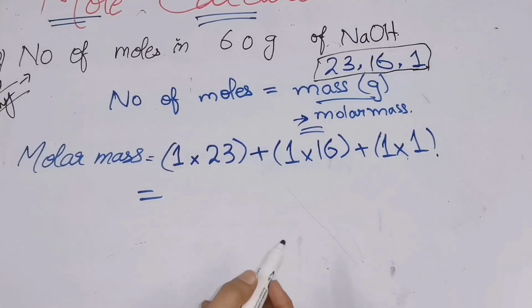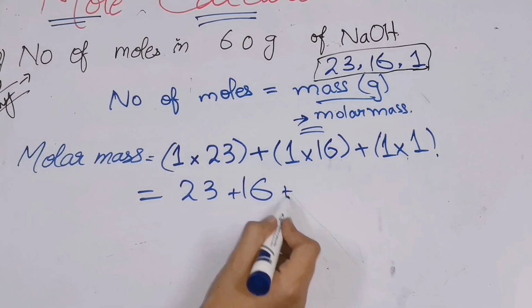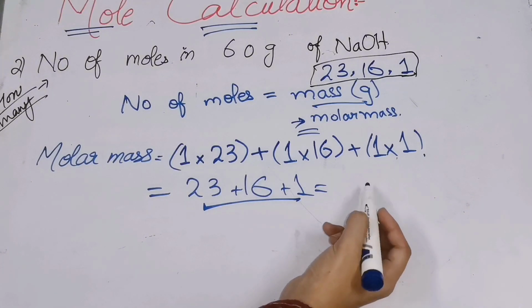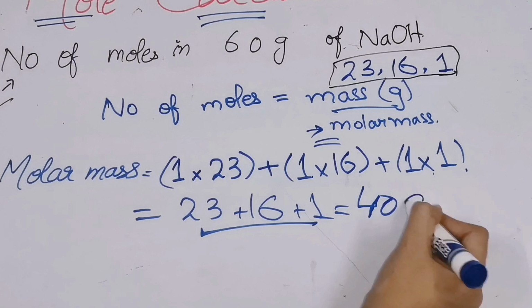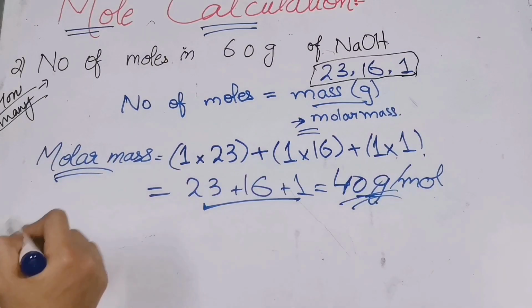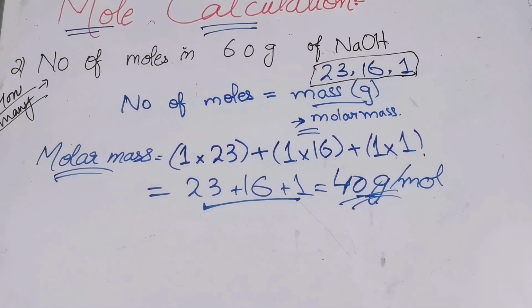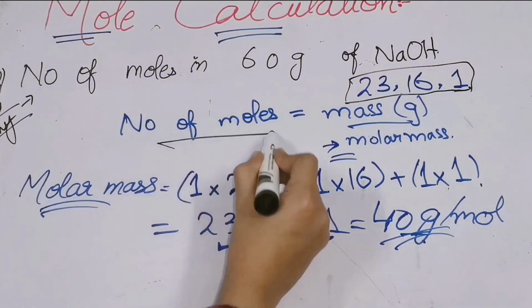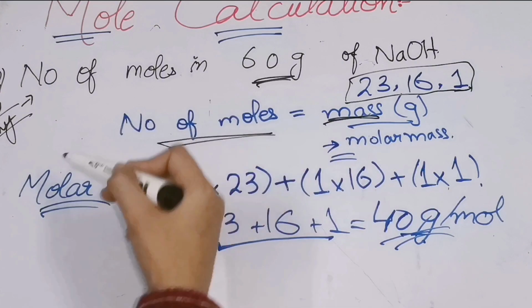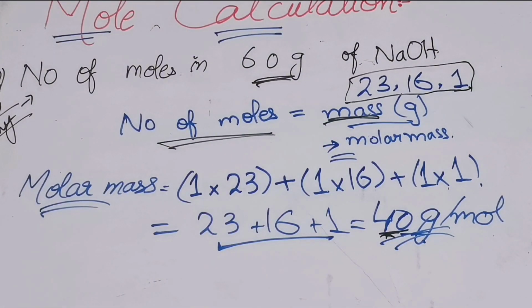Now when we add all these, we will get 23 plus 16 plus 1, and this all when we add, we will get an answer 40. And when we write over here gram per mole, then this will be the molar mass of sodium hydroxide. Now what we have to find? We have to find the number of moles. Now we have the mass over here and we already calculated the molar mass. Now we will put the values.